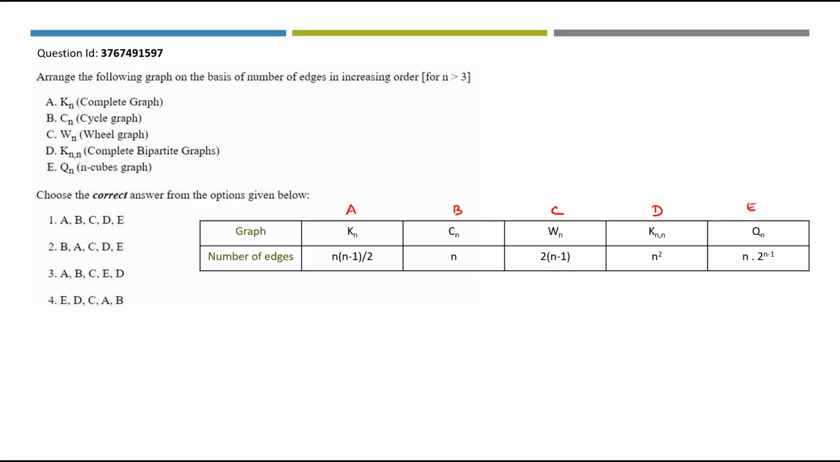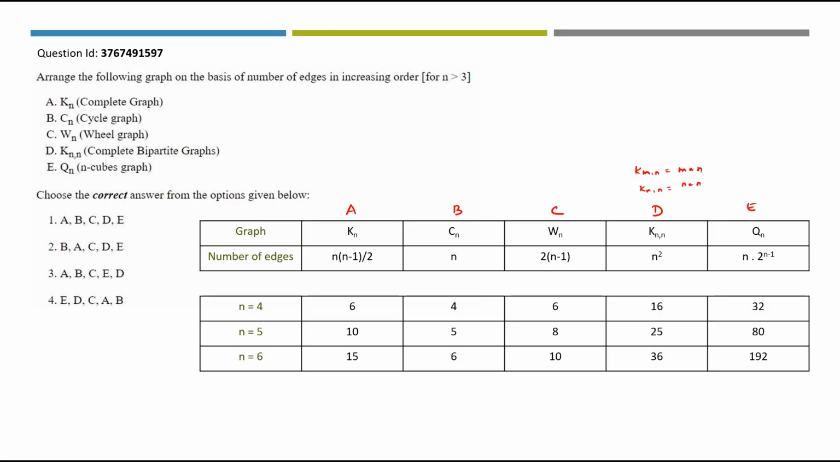What about the cycle graph? It is just n. What about the wheel graph? 2(n-1). What about complete bipartite graphs? When you have a bipartite graph K(m,n), the number of edges will be m into n. Since they have given n comma n, we are just going with n into n, making it n square here. What about the Qn, n-cube graph? It will be n into 2 power n-1.